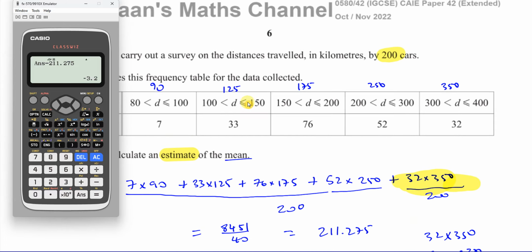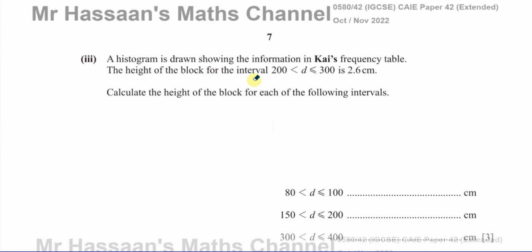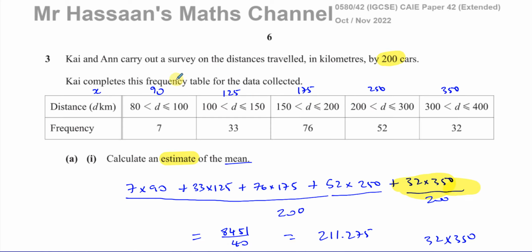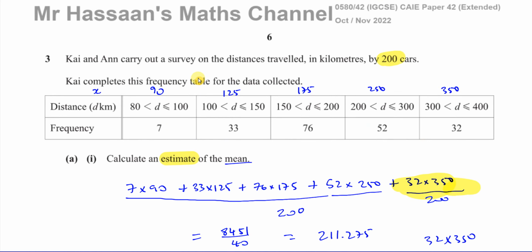That's dealing with estimating the mean. Well, it's all, I guess, estimating the mean. And now part 2 is all about histograms. So a histogram is drawn showing the information in Chi's frequency table. So Chi's frequency table is, okay, it's the first one. This is Chi's frequency table.